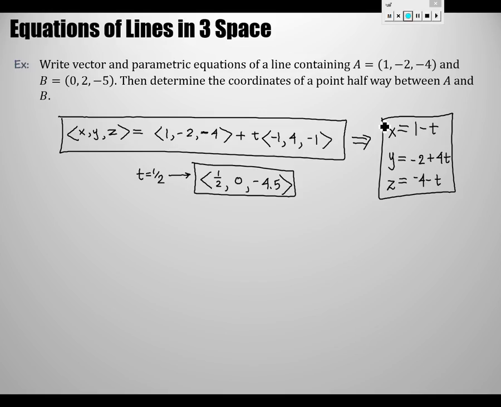Does it make a difference which you use for the position vector? It doesn't, no. So actually, we get the same line if we use this here instead. It's just, where would you be when t is 0?